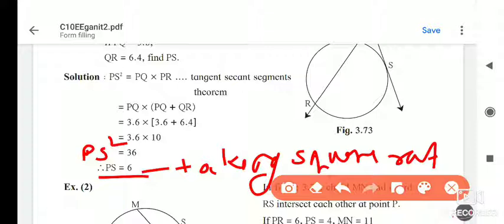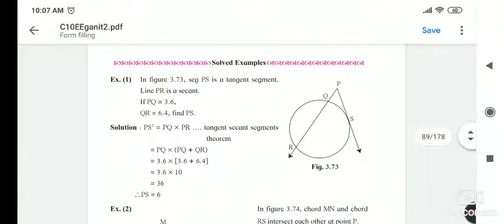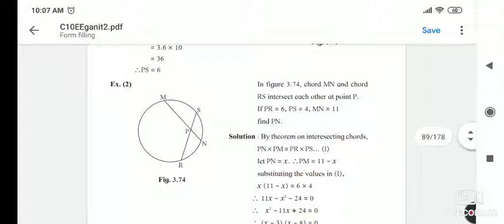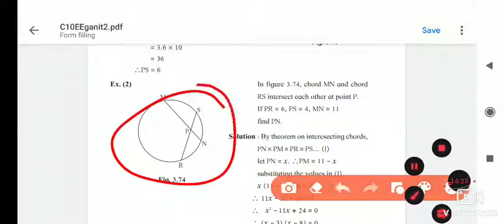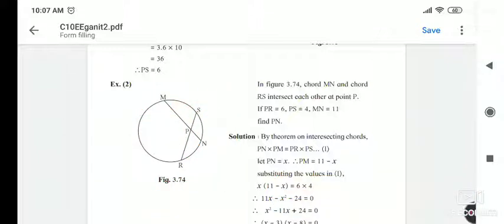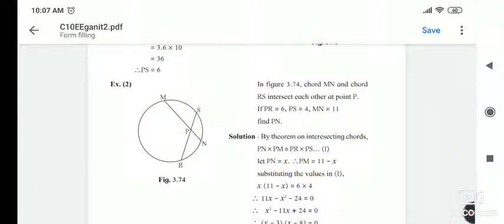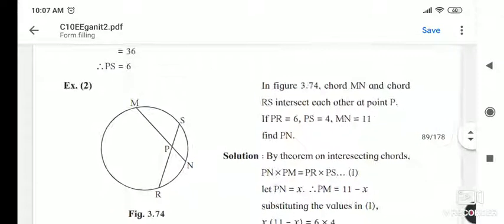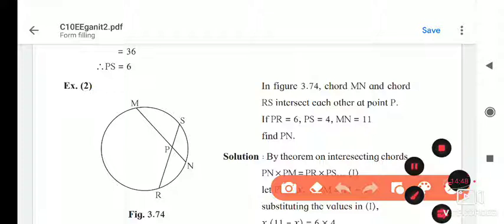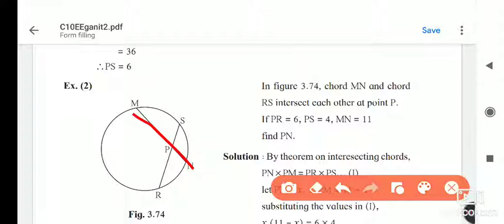Once you understand the figure, you will understand which theorem we have to use. Now next, see the figure. These two are the chords of a circle and they intersect each other internally in the circle. So we have to use the theorem of intersecting chords, intersecting internally. So first we will see what is given here. The question is, MN is a chord.